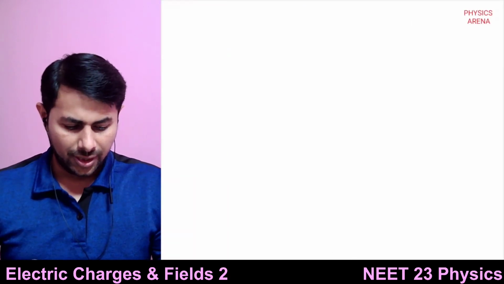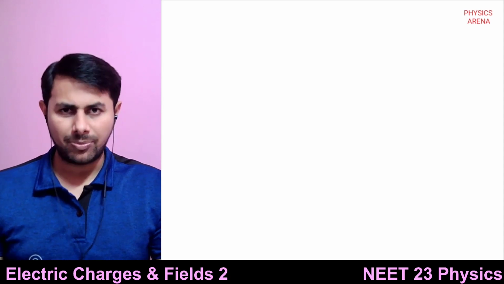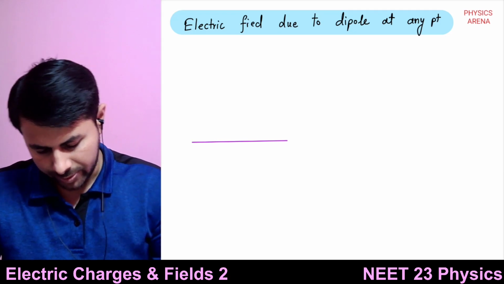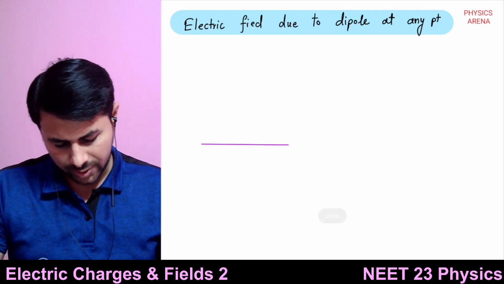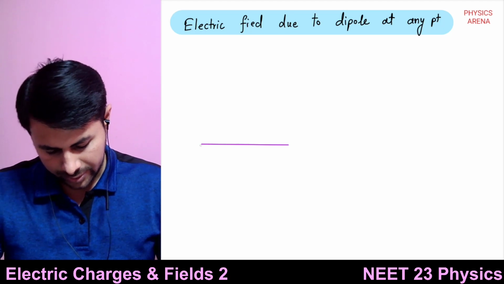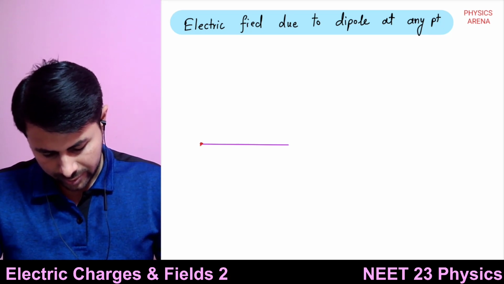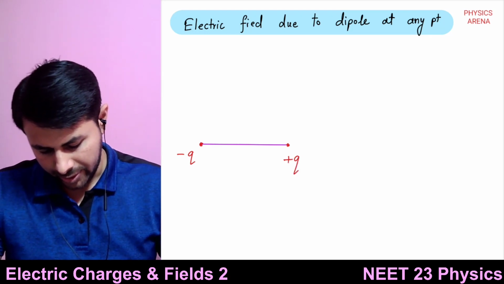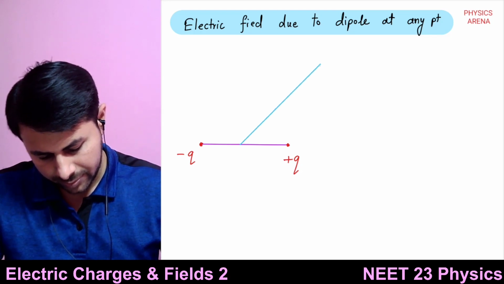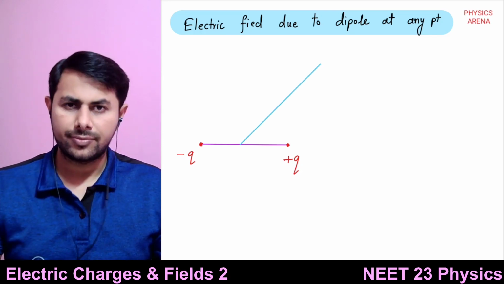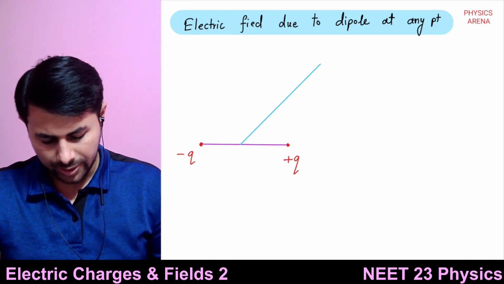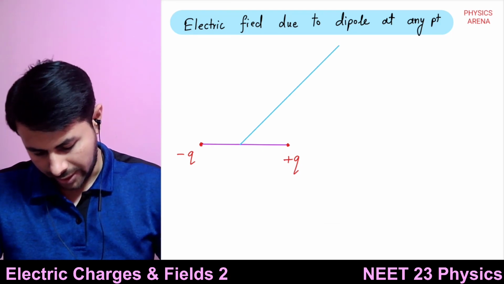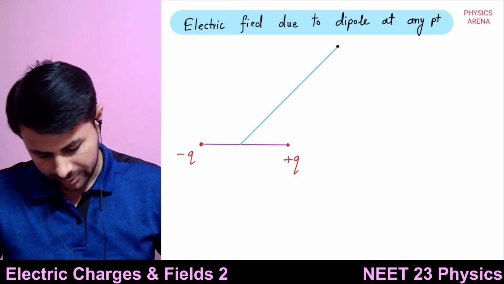Okay. Now let's see electric field due to dipole at any point in space. Let's draw a dipole. This is a dipole, suppose, and this is minus q, this is plus q, and we want electric field due to this dipole at this point. Okay, we want electric field due to dipole at this point.